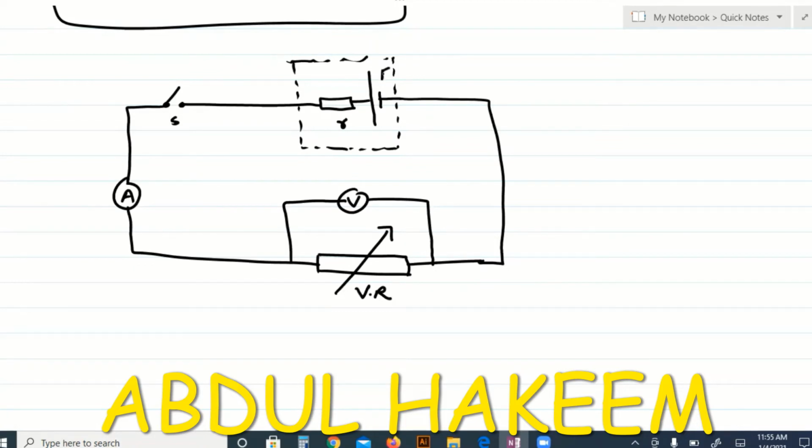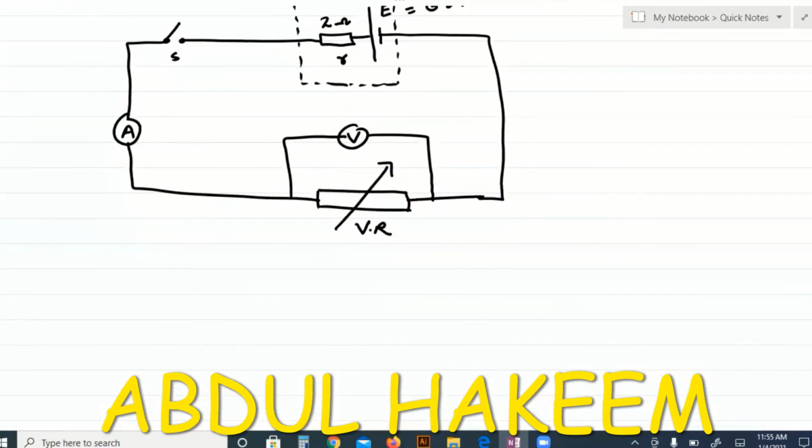This cell, suppose, has an EMF of 6.0 volt. This internal resistance has a value of 2 ohm, and this variable resistance can be varied from 0 ohm to, suppose, 10 ohm.